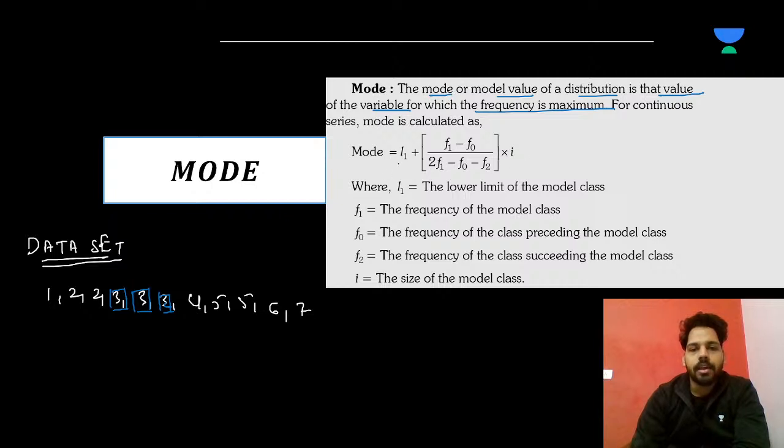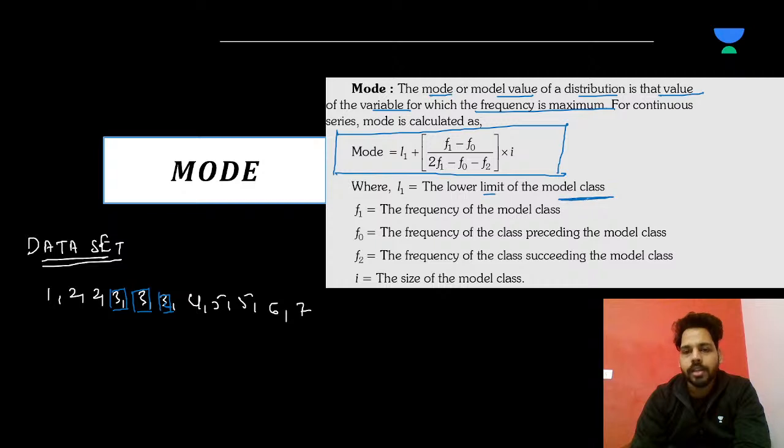The formula says: mode = l1 + ((f1 - f0) / (2f1 - f0 - f2)) × h. You will say, sir, this is a big formula. We have already learned this in class 10th, if you can remember. What are the notations? l1 is the lower limit of the modal class. First of all, you require the modal class, which is the class with maximum frequency. When the data set is given, the class having the maximum frequency is our modal class. After that, we take the lower limit of the modal class.